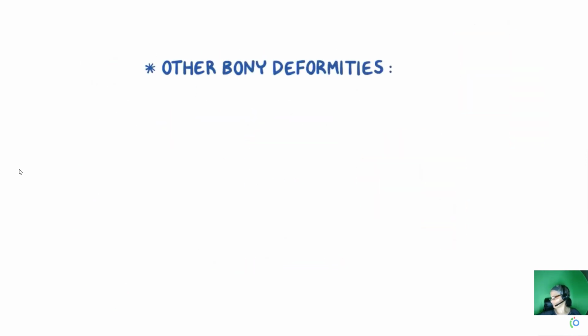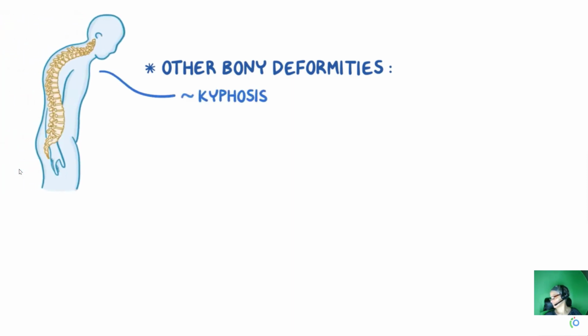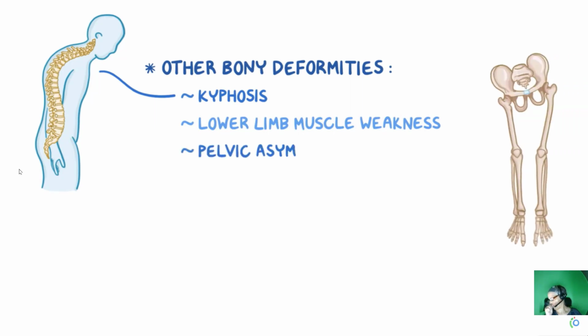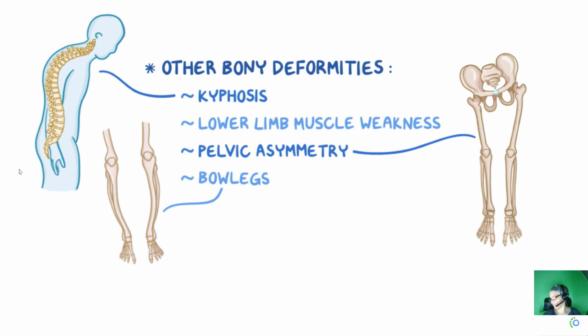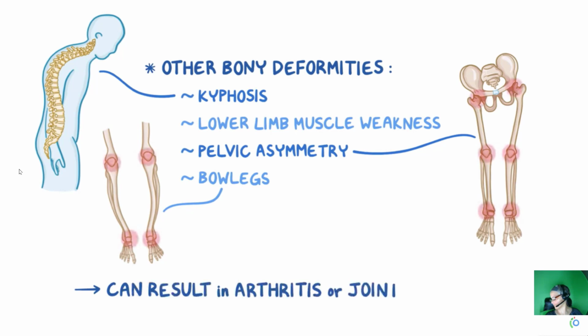Other bony deformities from Paget's disease of bone include kyphosis, which is an excessive curvature of the spine, making a person face down to the ground. Lower limb muscle weakness, from misshapen vertebrae compressing the spinal cord, and pelvic asymmetry. It can even lead to bow legs if the femurs get too weak to support a person's weight, and they begin to bend over time. If the parts of the bone that are involved in a joint become affected, it can result in arthritis or joint inflammation.